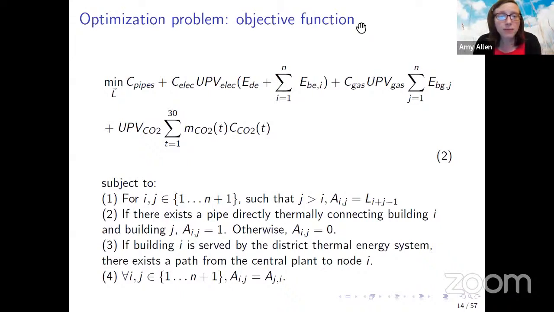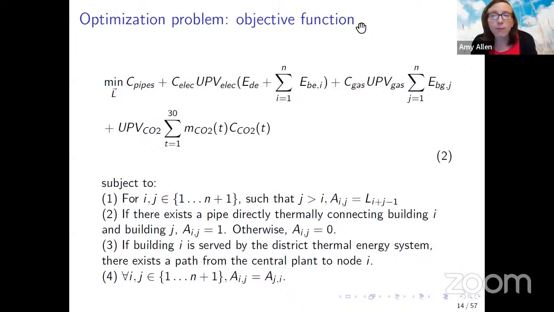And so the terms of this cost function correspond to infrastructure cost related to the thermal network itself, the ongoing cost of electricity and natural gas for both the connected buildings and those served by independent systems, and the cost associated with the price on carbon. I evaluated the life cycle cost over a 30-year time period, accounting for a 3% discount rate.